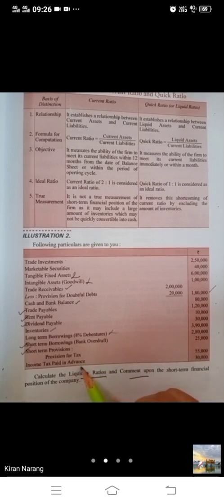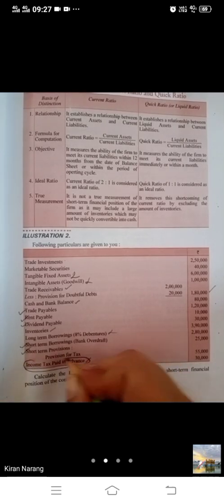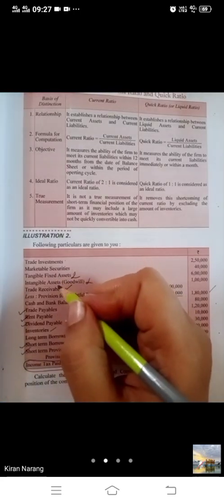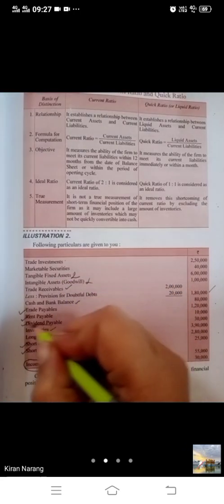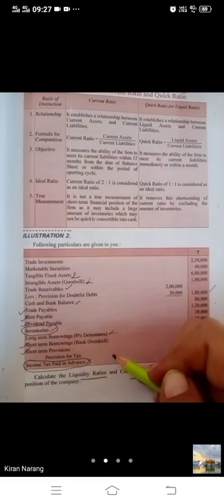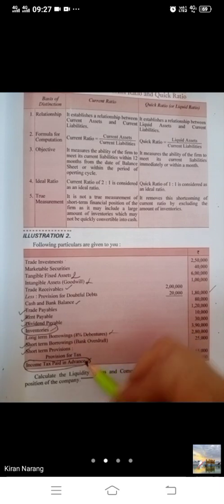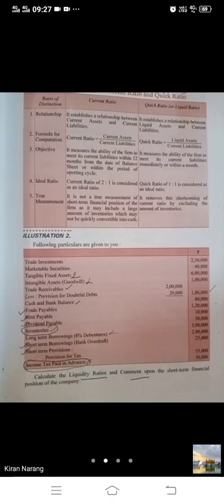Income tax paid in advance, this is a current asset but it should be excluded from liquid assets. Two items will be excluded from current assets and then they will become the liquid assets. Second one is inventories. If we total all the current assets, then it will be current assets. If we do not take inventories and prepaid advances, we will not include them, then it will become quick assets.